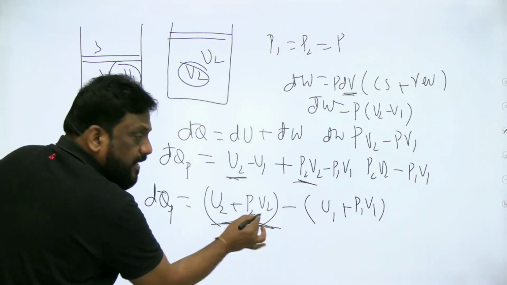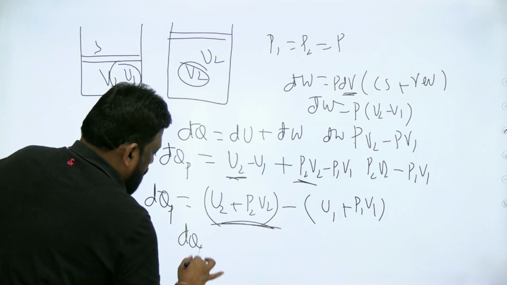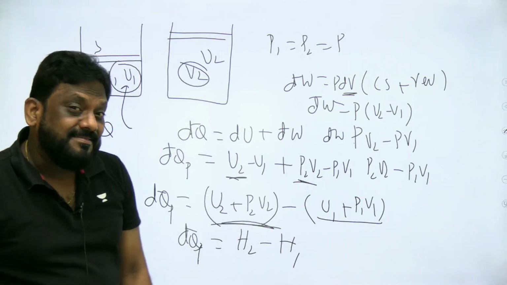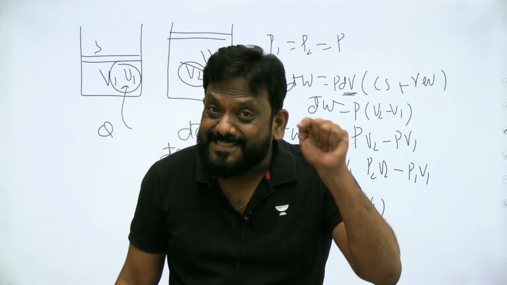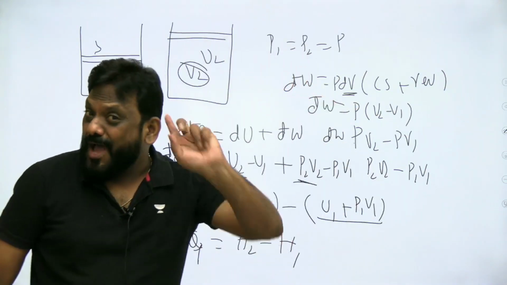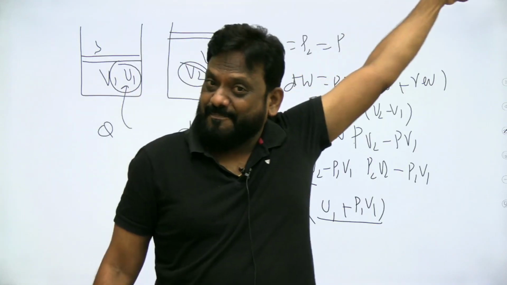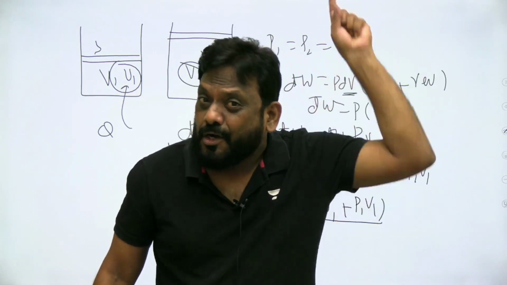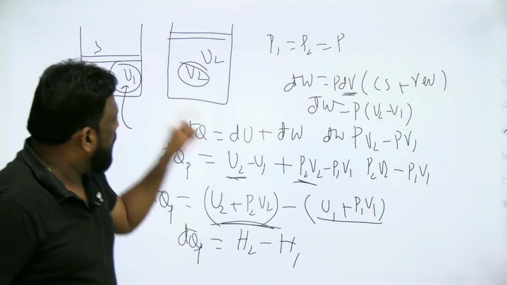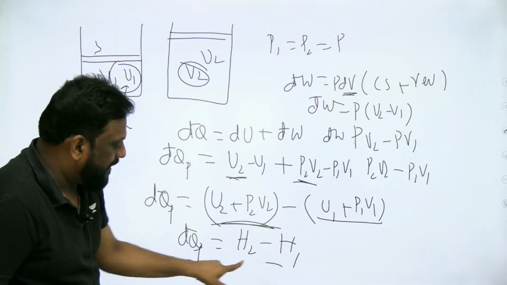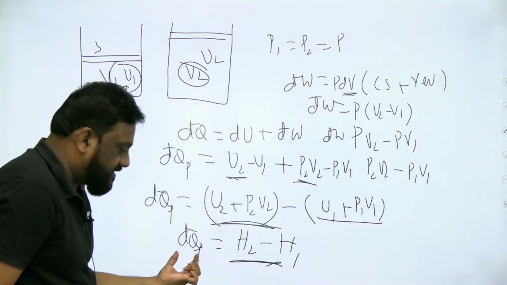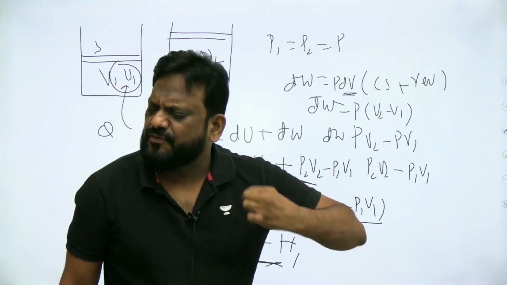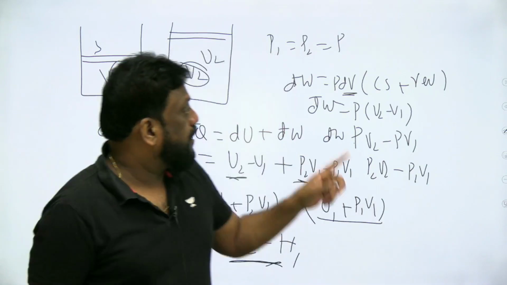So what is this? Already I have defined enthalpy. U plus PV is enthalpy. Therefore d'Q is equal to H2 minus H1. What is the system, closed or open? It is a closed system. You have seen enthalpy for an open system. Now it is a closed system. Don't think that enthalpy is valid only for an open system. For a closed system, what is the enthalpy representing? The change in enthalpy is representing the heat transfer. So for a constant pressure process, the heat transfer is the change in enthalpy for a closed system.